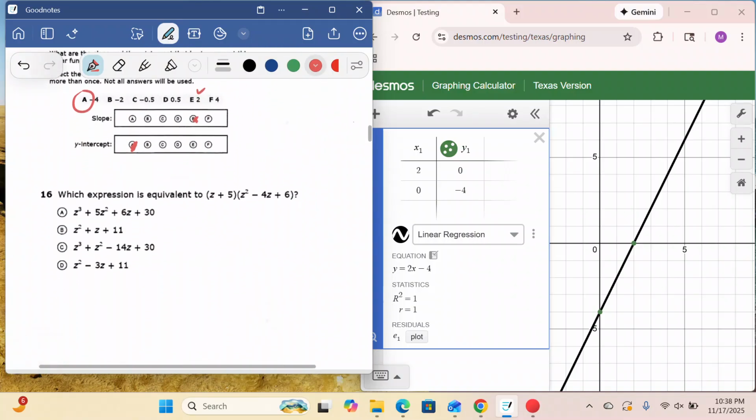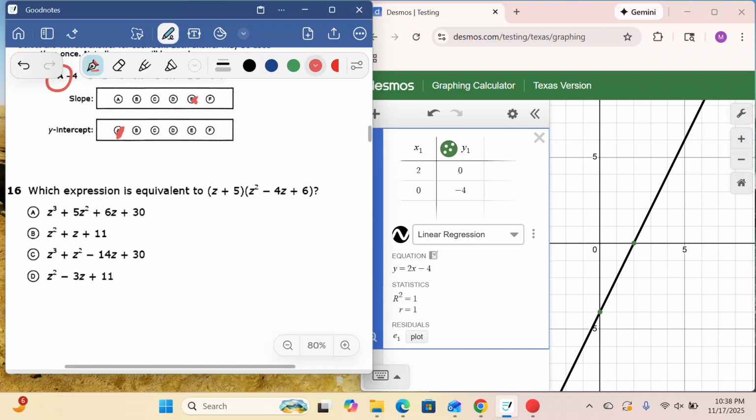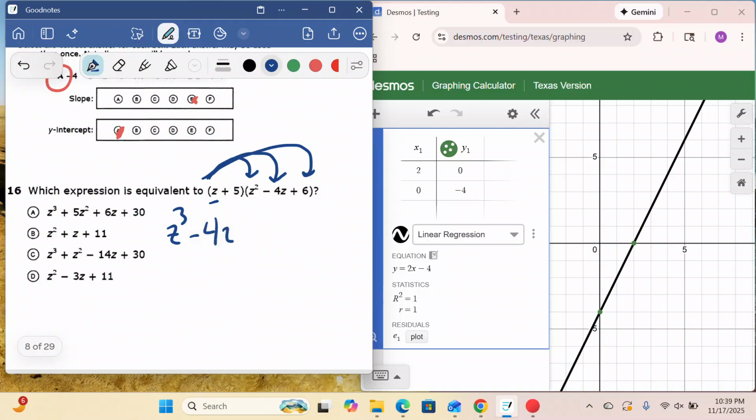We're going to look at a little bit of FOIL/distributive property on this one. So if we look at it in blue, I'm going to underline my z, and I'm going to distribute to every single term. If you want to try this out without me doing it, you can go ahead and do it. Try to see if you can get the right answer. So z times z squared is z cubed. Remember, z squared times z is z cubed. Then z times -4z is -4z squared. Then z times +6 is +6z.